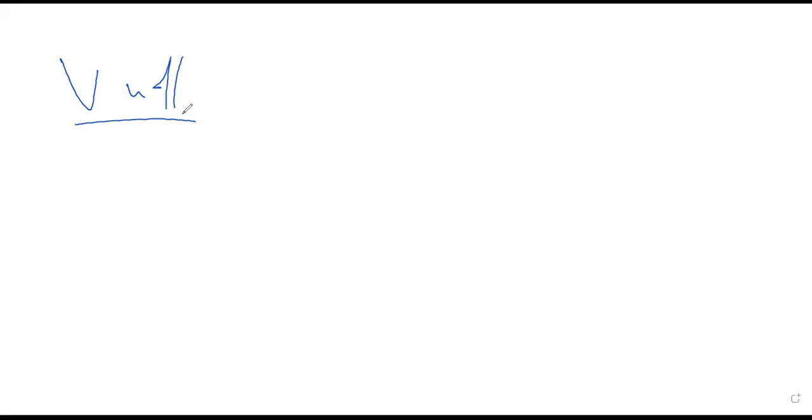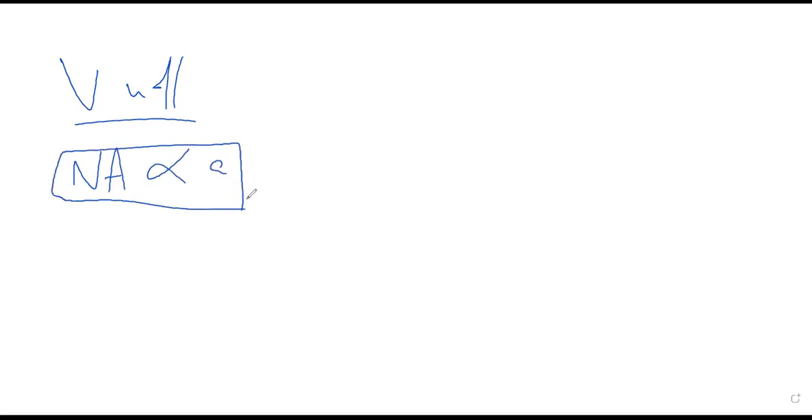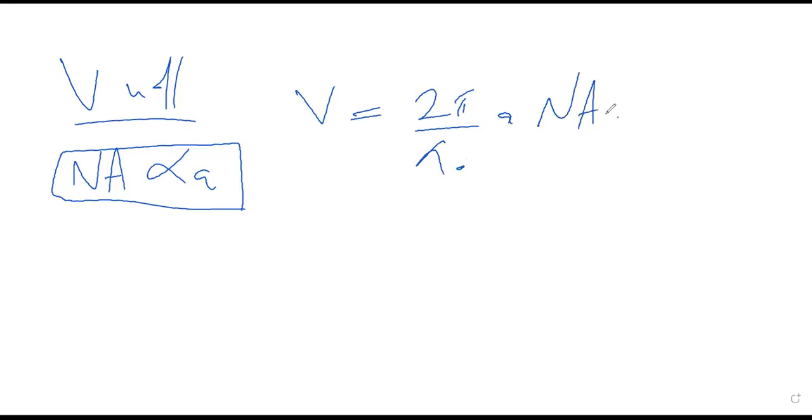Right, the V number describes the relationship between the numerical aperture and the radius of the core. I think these are inversely proportional. If the radius of the core decreases, the numerical aperture increases? No. What is the relationship between these two? If the radius of the core decreases, the numerical aperture decreases. Is this true? V over 2 pi a over lambda naught.